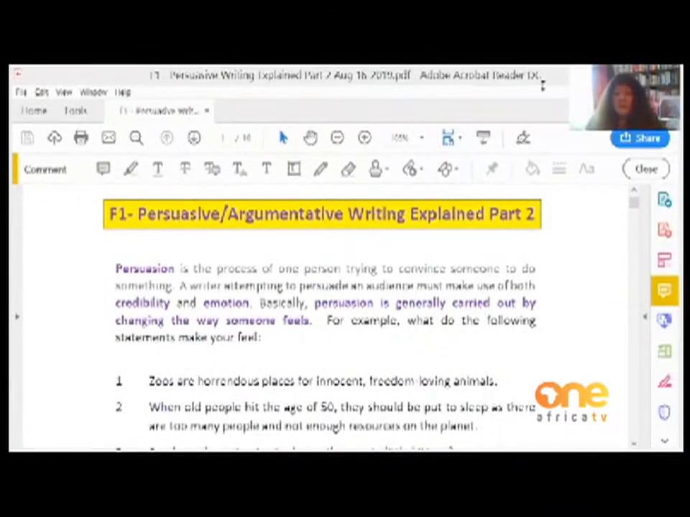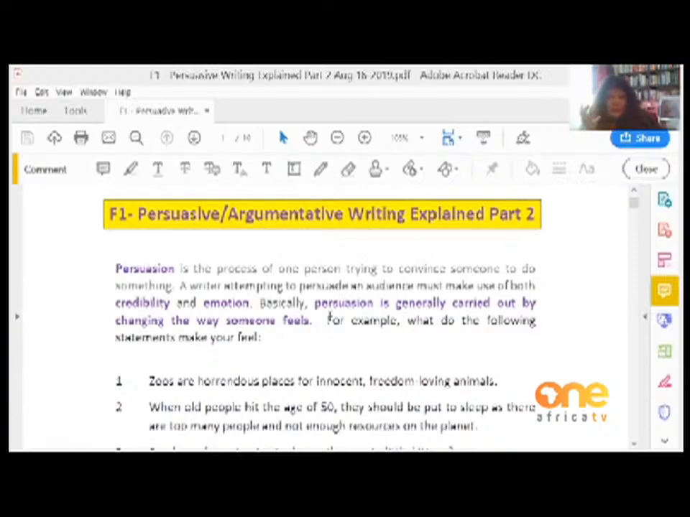So, there we go. Right, good. So if you've got any queries as we're going along, you'll stick them onto your web chat. Okay? Right, remember we said persuasion is the process of one person trying to convince someone else to change their mind. Okay? So you have to basically change the way someone feels about a topic or a subject somehow, okay?